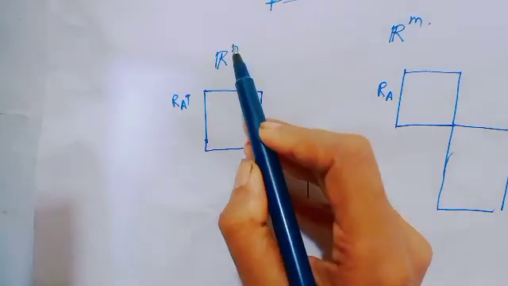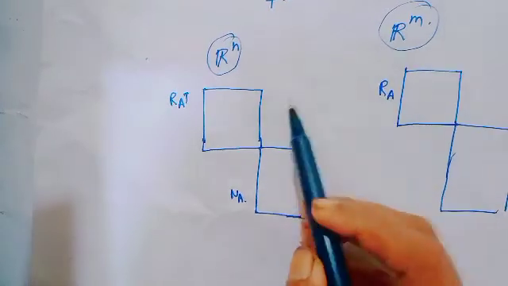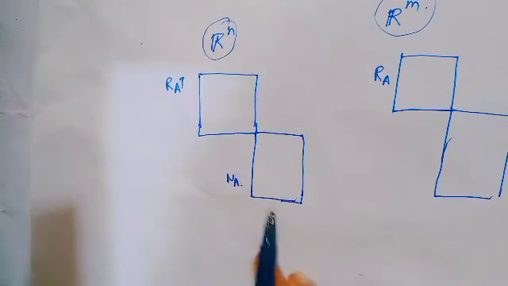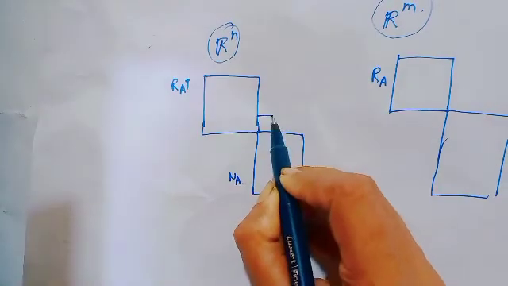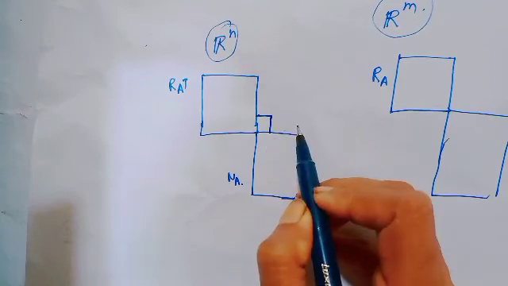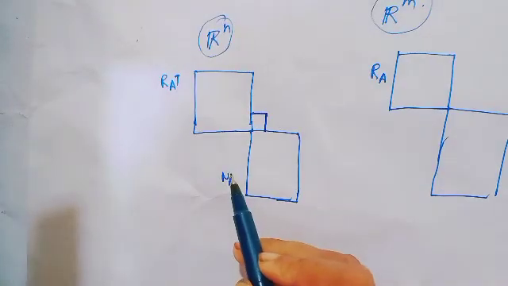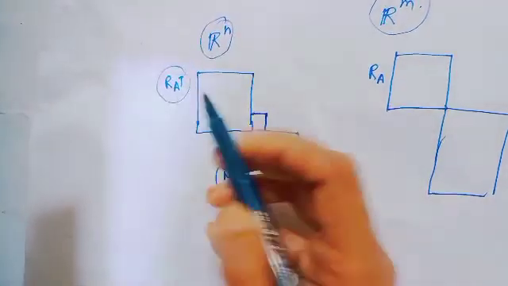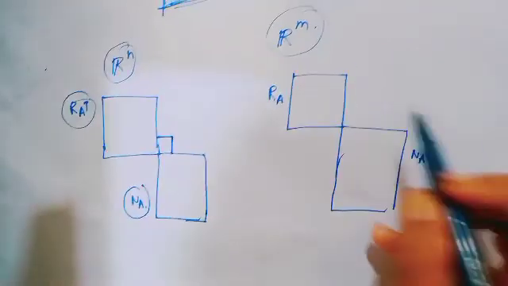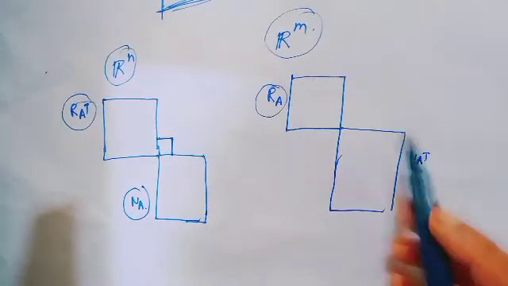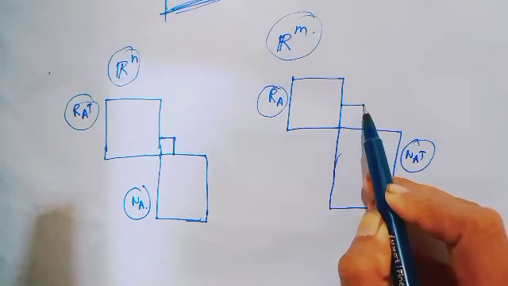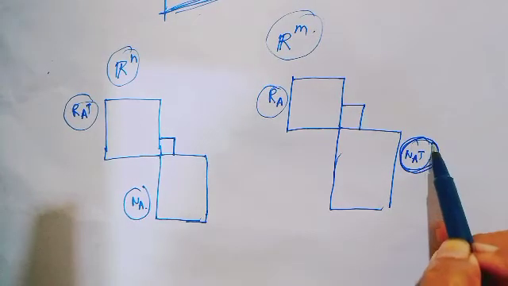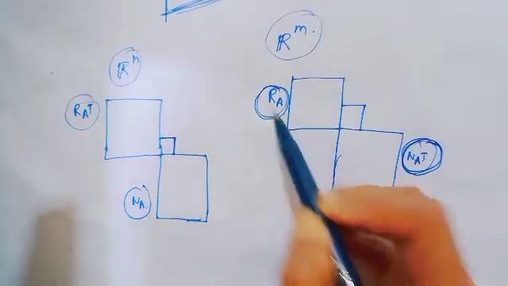Now look at the picture again. This is Rn and this is Rm. In Rn, the two subspaces are the range space of A transpose and the null space of A, and these two subspaces are always perpendicular to each other. Each is the orthogonal complement of the other. Similarly, in Rm, these two are subspaces, and they are orthogonal to each other, and the null space of A transpose is the orthogonal complement of the range space of A.